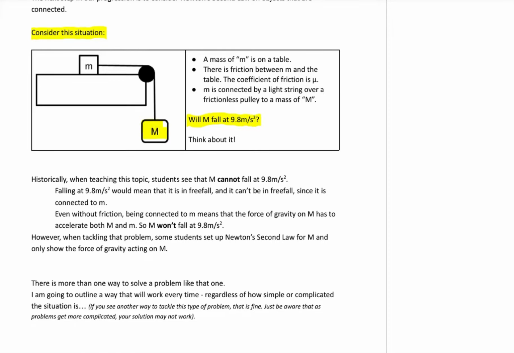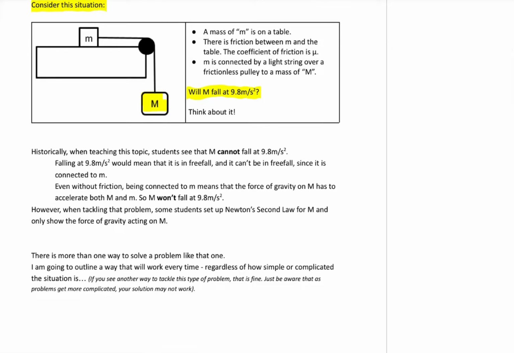Think about it. Typically when I do it in class, if I gave you time to think about it and chat about it with a classmate, usually people get that, yeah, M would not fall at 9.8. If it does go down at 9.8, really that's saying it's in free fall. And it doesn't make sense for it to be in free fall because it's connected to that little m, and that little m is going to slow it down a little bit. So however you wrap your brain around it, that capital M is not going to free fall. It's not going to fall down at 9.8 meters per second squared.